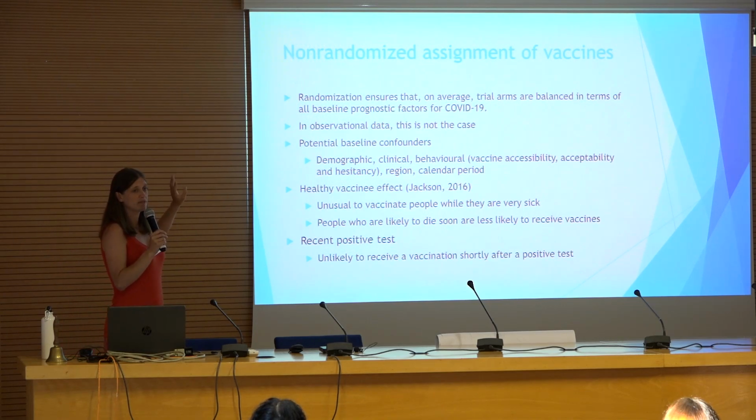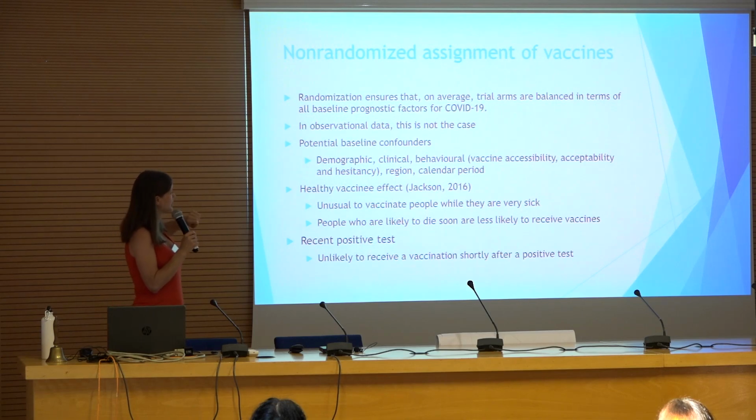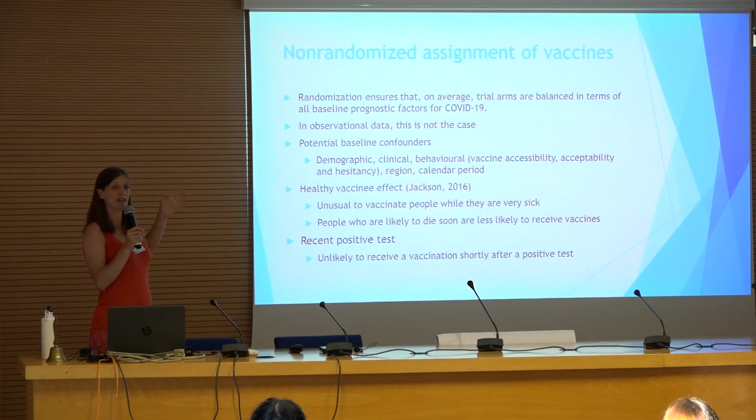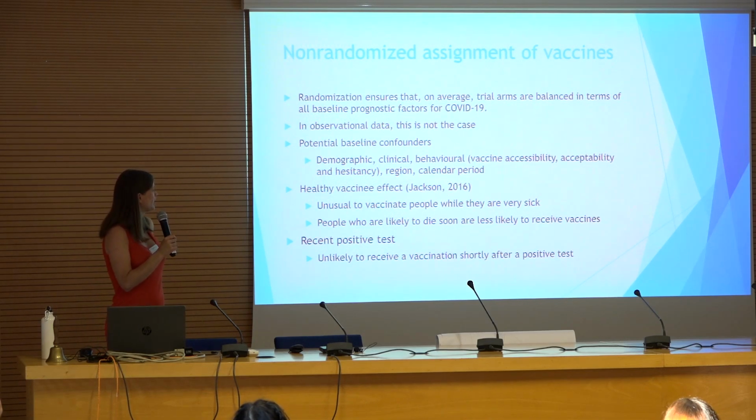Do you think we have data on all of these in routine data? Some of them, yes, some of them, no. So demographic, clinical, yes. Region, yes, a crude measure. Behavioral things, we've got really very little indication of those sorts of things. So already we're a bit worried about unmeasured confounding.